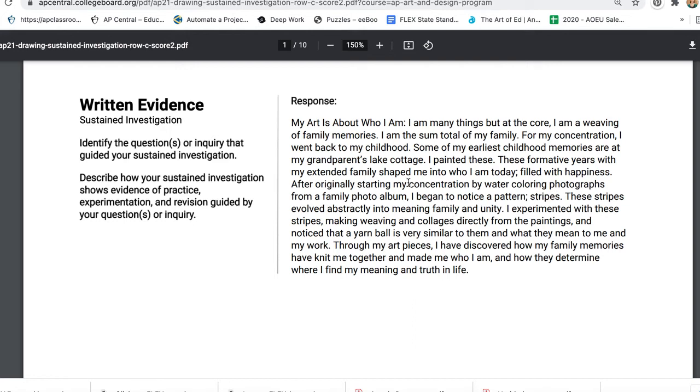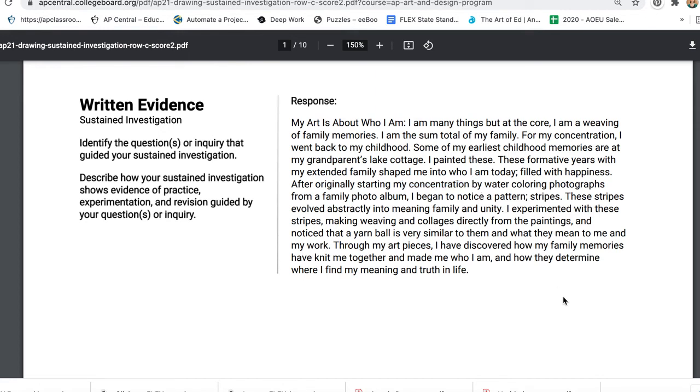So one thing I want to note here, the student is using the term concentration. That is actually what a few years ago, the College Board used to call what you submitted. It used to be a concentration, and it has changed to a sustained investigation and inquiry. So if you're a little confused, I think those words are coming from previous understanding of the College Board.